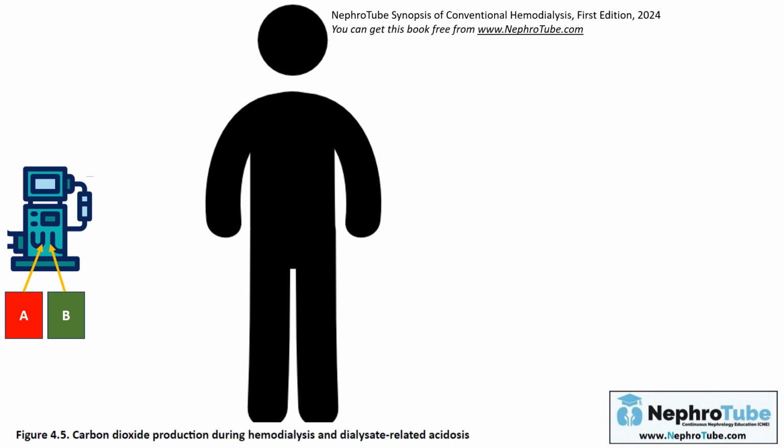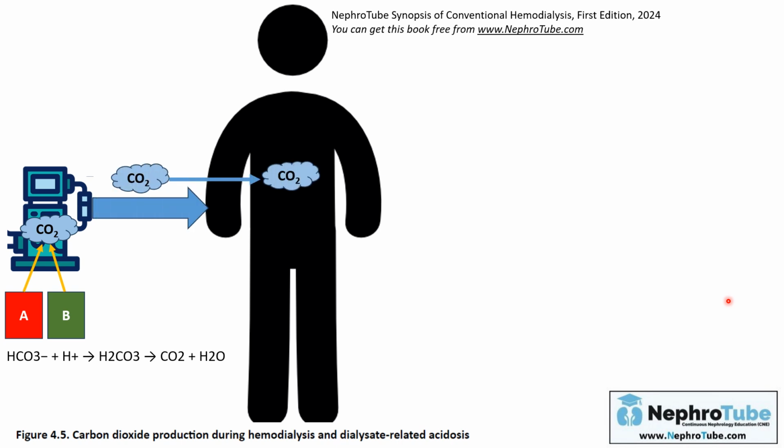Normally, during hemodialysis, carbon dioxide is formed inside the hemodialysis machine when the machine mixes A concentrate with B concentrate. When A concentrate is mixed with B concentrate, the bicarbonate in B concentrate will mix with hydrogen in A concentrate and form carbonic acid, which will be divided into carbon dioxide and water. So inside the hemodialysis machine itself, carbon dioxide will be produced within the dialysate, and this carbon dioxide will diffuse into the patient's body.